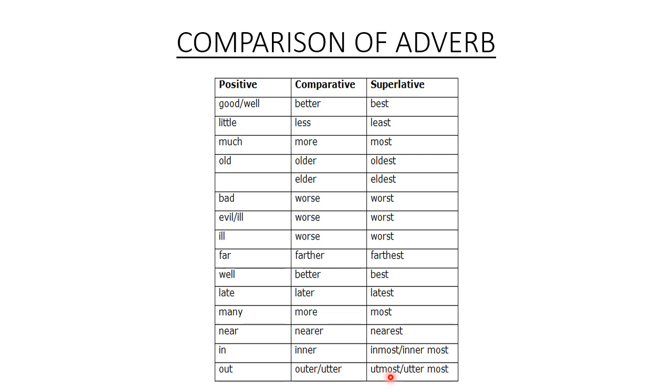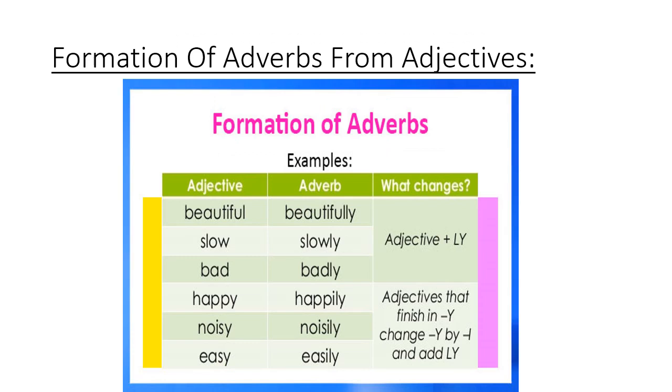So you have to keep in mind whether the word can be changed into superlative or comparative. Clear? Moving next. See, now the next topic that we are going to begin is formation of adverbs from adjective. Children, this is also very easy. Okay, you have to form the adverbs from adjective.